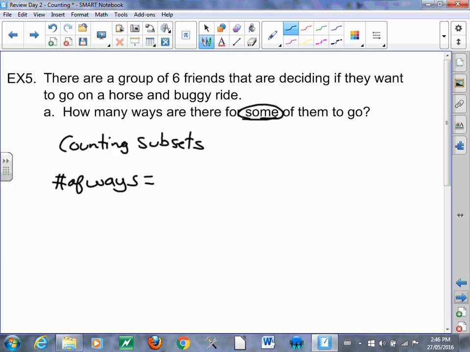Each person has a decision, yes or no to go, so that gives you the base of 2, and then the exponent is how many people we're talking about. We're talking about 6 friends, so the exponent is 6. So 6 people, and each person has a decision to go or not. So plug that in your calculator, and you're going to get 64.